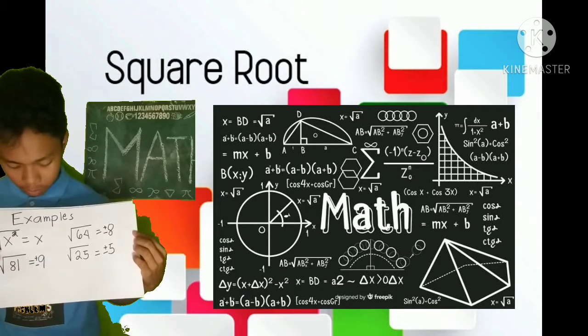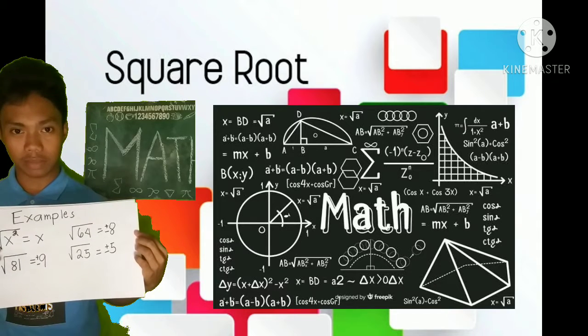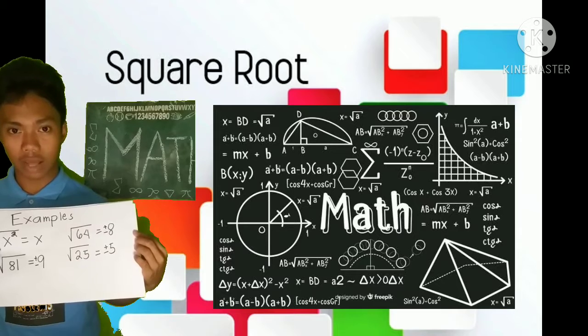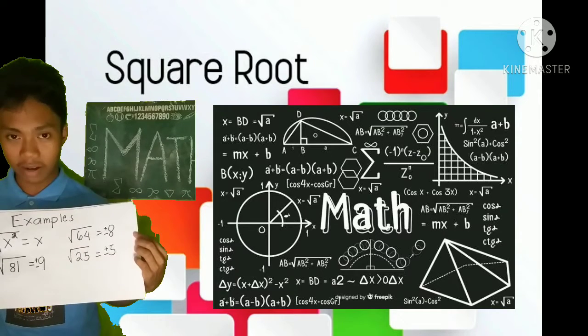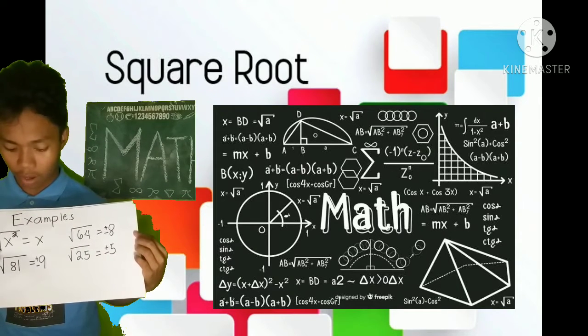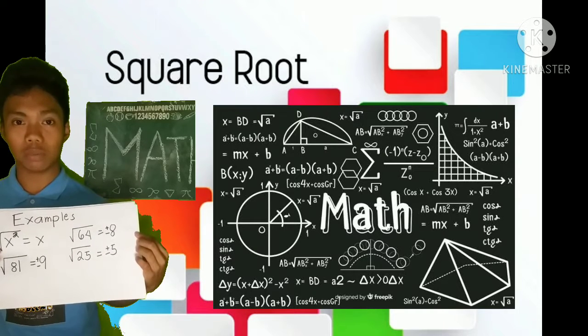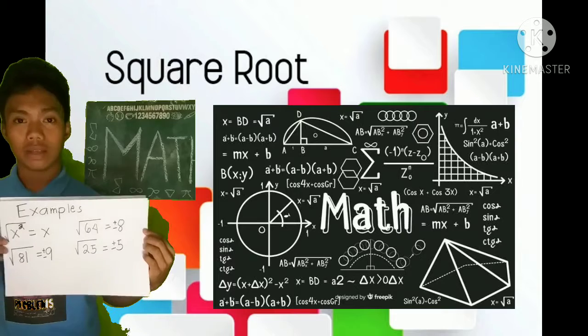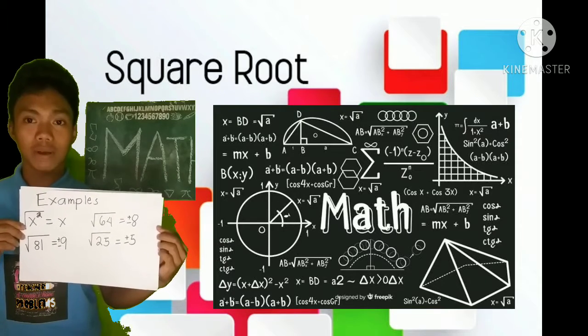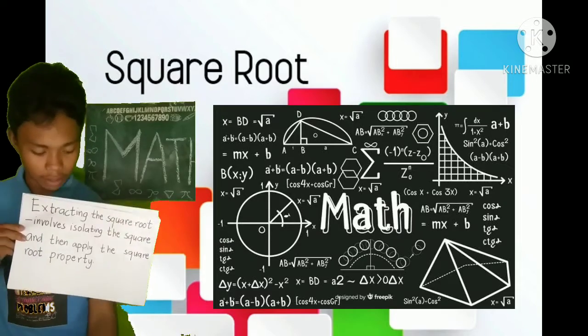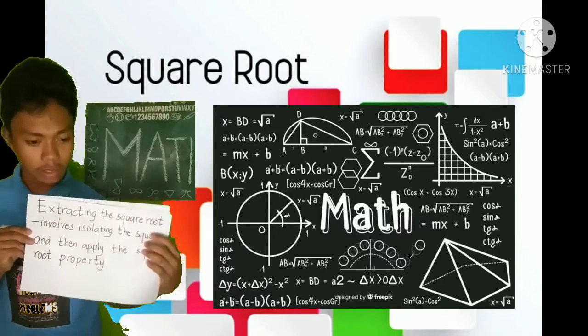As you observe, we include positive and negative signs because both signs give the number inside the square root when multiplied by itself. For example, negative 9 times negative 9 is equal to positive 81, and positive 9 times positive 9 is equal to 81.